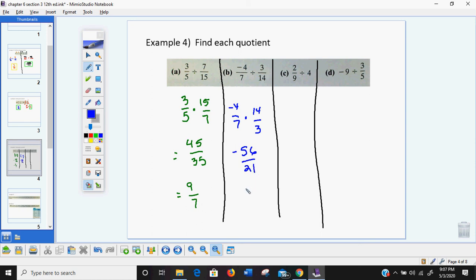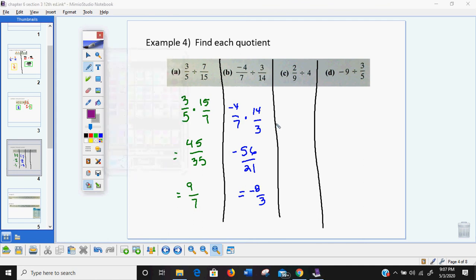Now this particular fraction will reduce. 7 goes into both of those. You end up with -8/3. And that would be your final answer. Let's look at the next one.